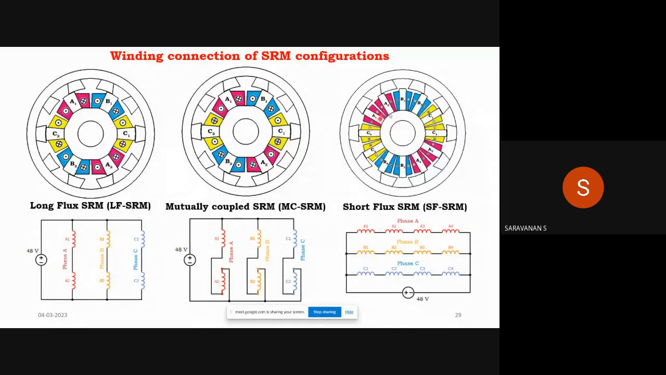Here these four are connected to a single phase, phase A. A1, A2, A3, and A4 are connected with phase A. And B1, B2, B3, and B4 are all connected to phase B, and this is for phase C. So this is how the connection is made.